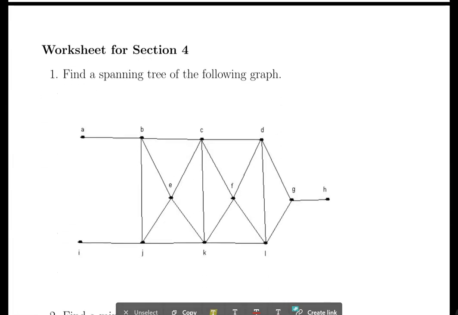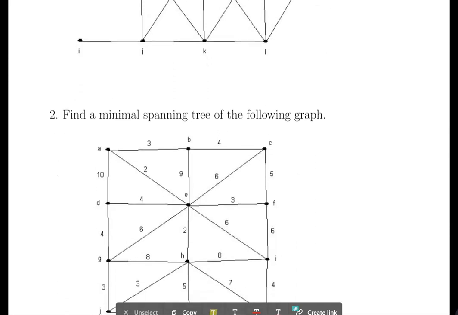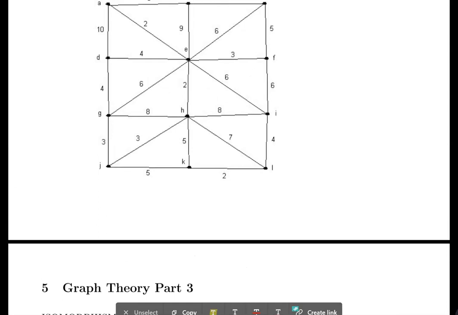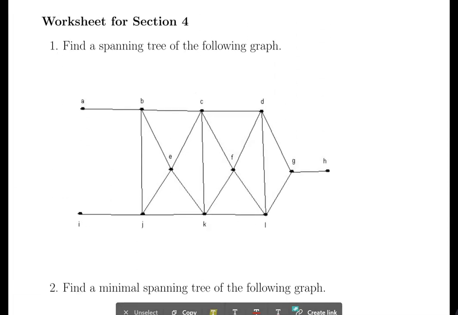So here we're finding another spanning tree as part of that worksheet, or you are. Again, another minimal spanning tree. You're going to use Kruskal's algorithm there. And those are the only 2 problems for section 4.